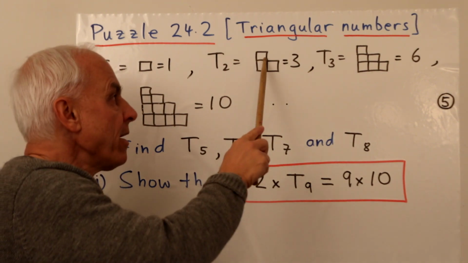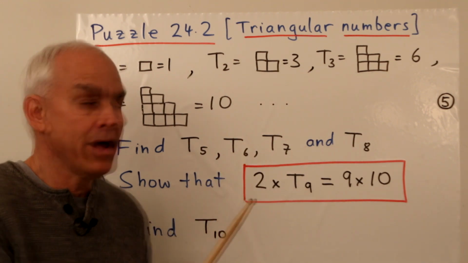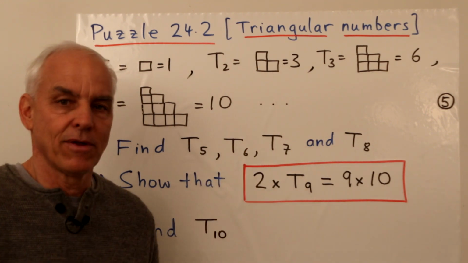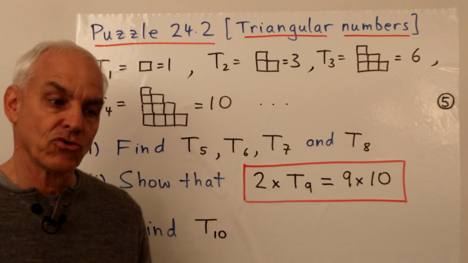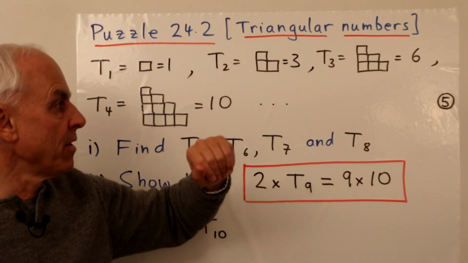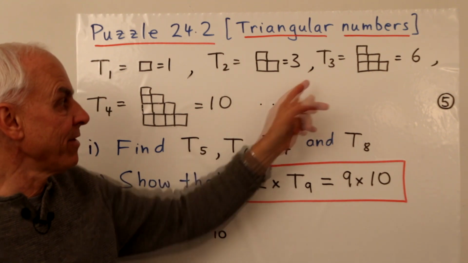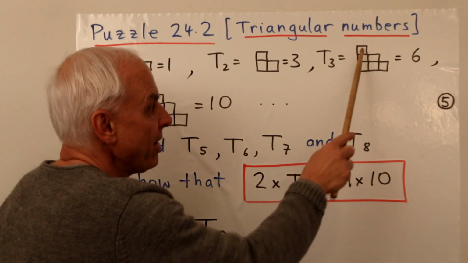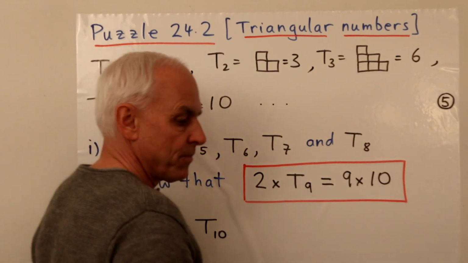So it's 1 plus 2. And of course that total is 3. So the second triangular number is 3. The third triangular number is 1 plus 2 plus 3.